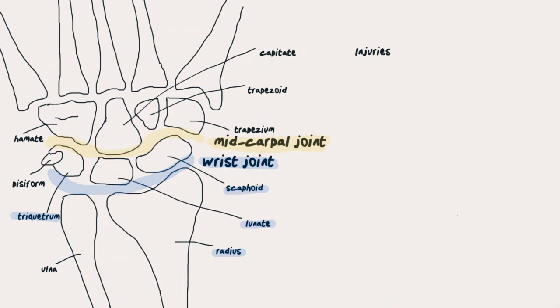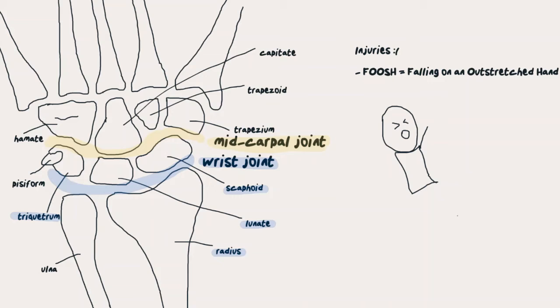The flexibility of our wrist allows us to perform many movements, but it is also vulnerable to injury, especially FOOSH injury or falling on an outstretched hand. It can cause many types of fractures, and the most common type of fracture being the scaphoid fracture.